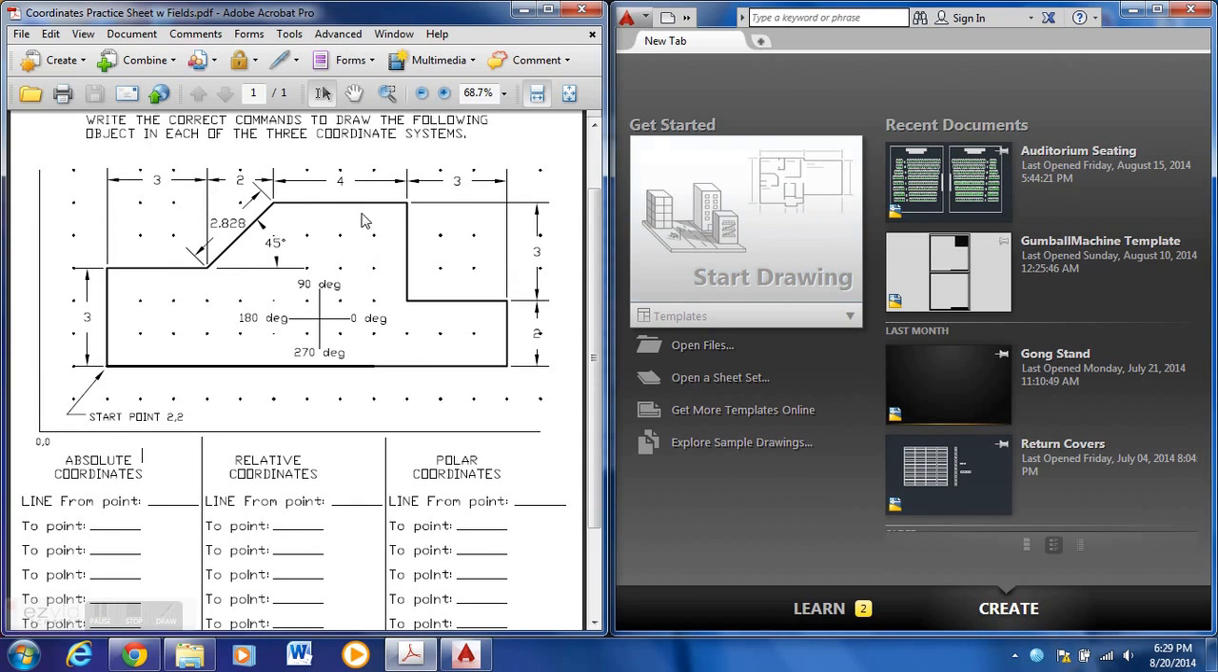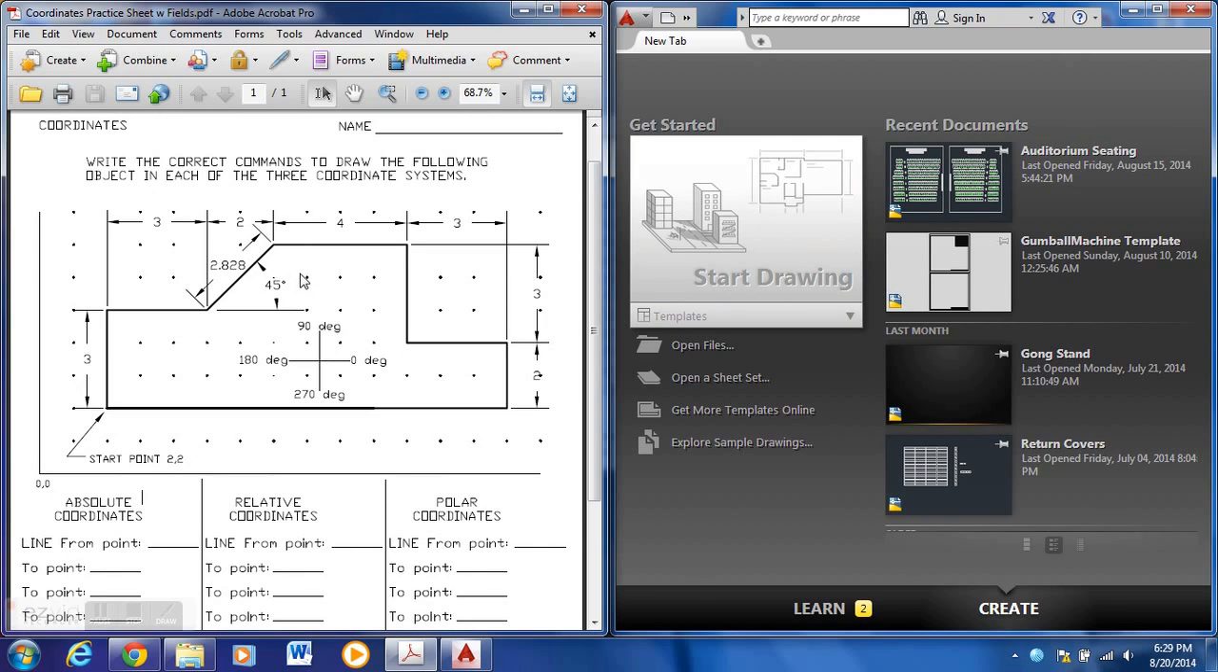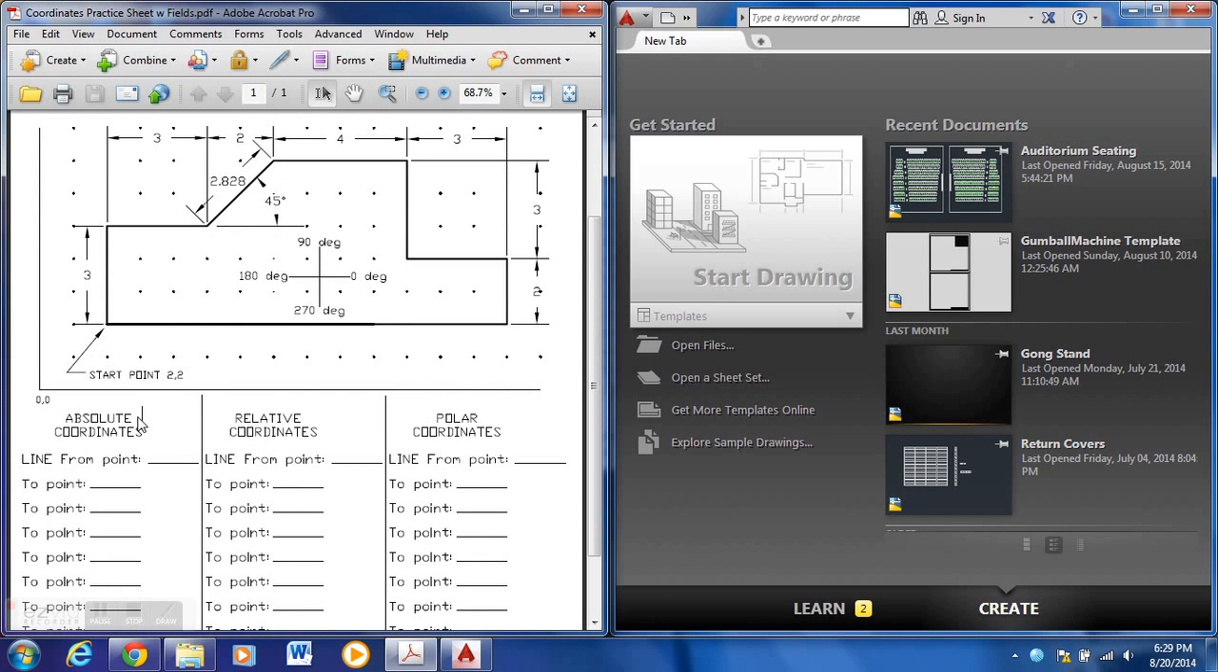And then you're going to try to draw this shape, kind of looks like a pickup truck, someone described it as, in CAD, all 3 different ways using all 3 coordinate systems for some points. So basically, we have 3 coordinate systems in CAD: absolute, relative, and polar coordinates. And there are 3 different ways to input data to draw this shape.